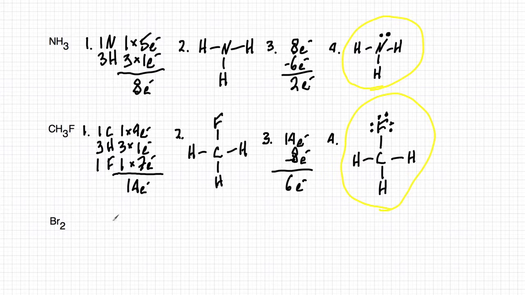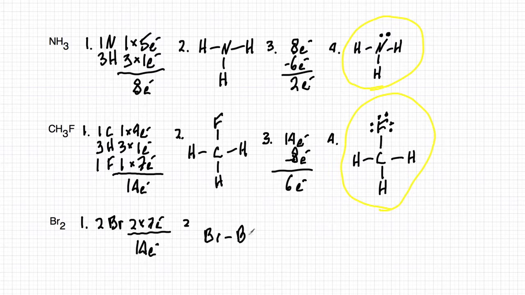Okay, for our next one, we're going to do bromine. And bromine has, oddly enough, only 2 bromines in it. And each of the bromines has 7 electrons, which is going to give us a total of 14 electrons. For step 2, no prizes for figuring out what the trial structure is. There's not a lot to go on, just 2 bromines.